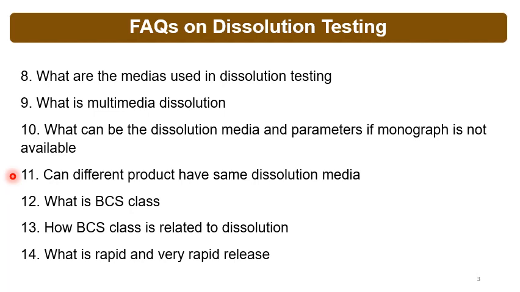Then what is BCS class? BCS class is the biopharmaceutical classification system, or biopharmaceutics classification system, which classifies the drug molecules based on their solubility and permeability.